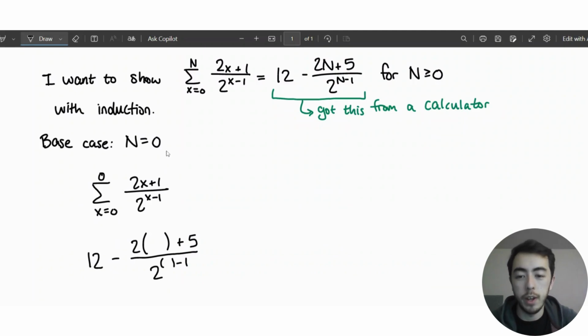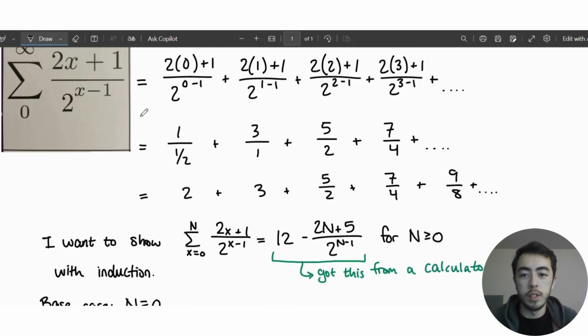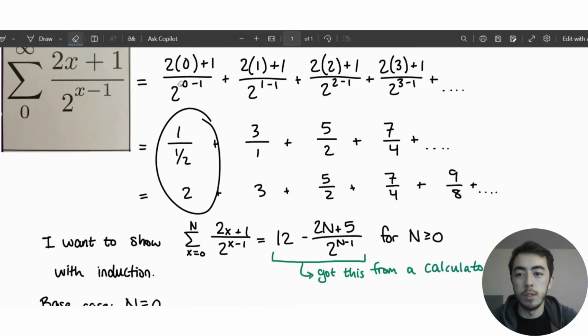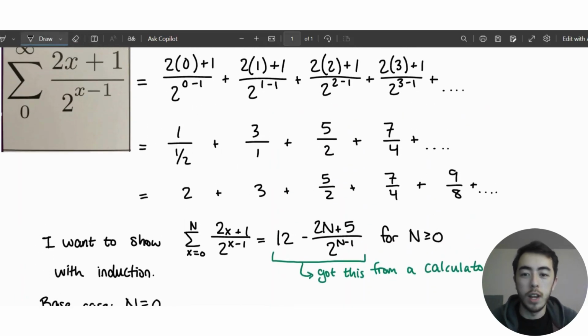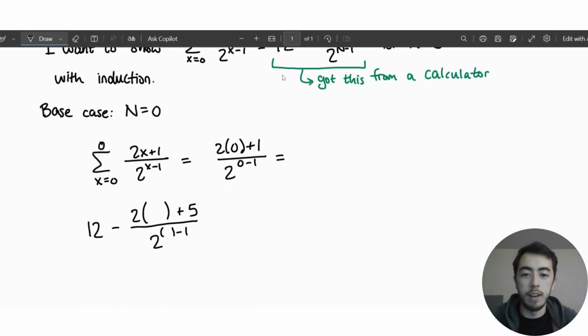And when n is equal to 0, this notation reads as plug in a 0 into this, evaluate it, and stop, because I don't have another term. I'm starting at 0 and I'm ending at 0. So 2 times 0 plus 1 on top, 2 to the power of 0 minus 1. And this is just the first term from our series from before. It's going to be this one right here. So I'm not going to write out the 1 over 1/2. I already did the math earlier. This is just a 2.